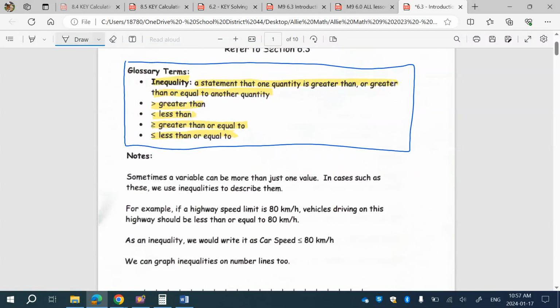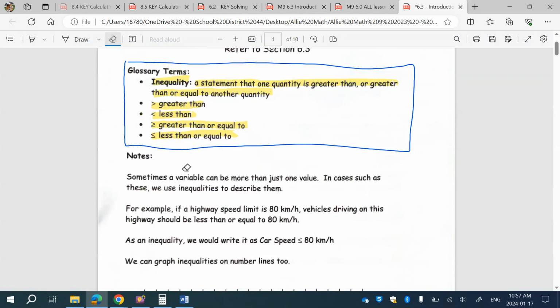Often we have something like a + 3 = 7. This can only be one thing. This can only be 4, because it's the only thing that makes that true. So a can only be 4. But in inequalities, it can be a range of things.